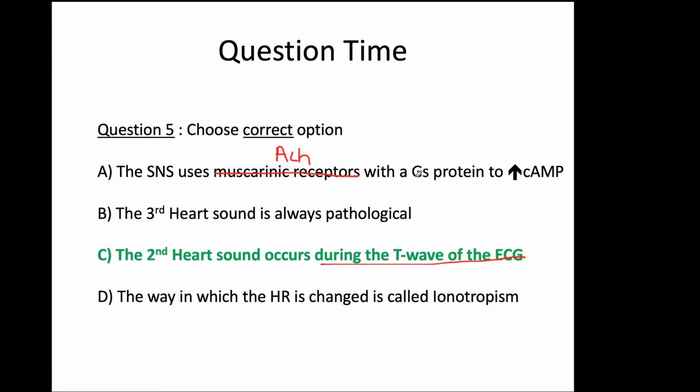But this part is true: G stimulatory protein increases cyclic AMP. The third heart sound is always pathological. That's not true. Sometimes it's physiological in young people, and it can be heard in a microphone as well. So it's not always pathological. The way in which the heart rate is changed is called ionotropism. This is incorrect. Ionotropism has to do with contractility and the level of intracellular calcium ions within the cell, whereas changing of heart rate is called chronotropism.